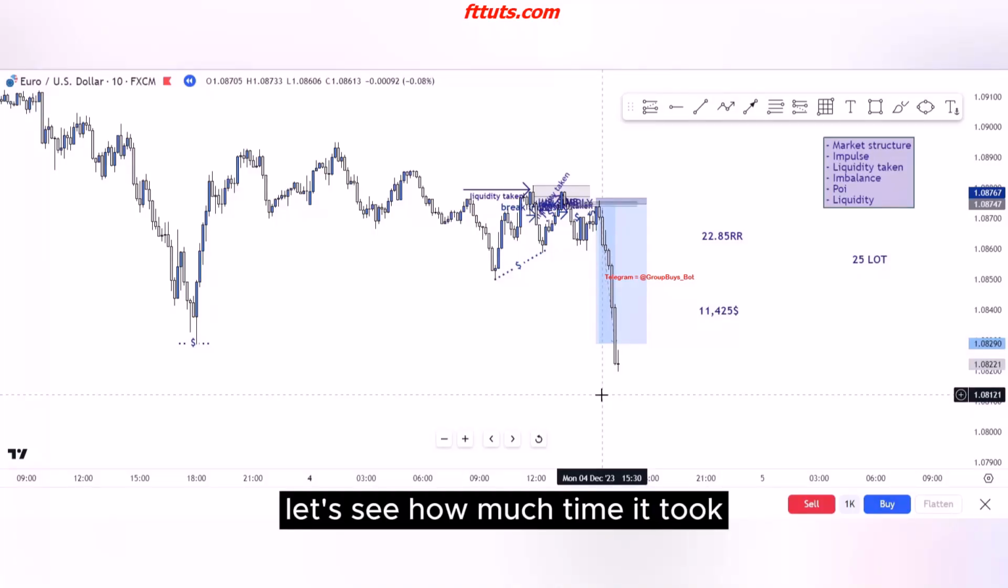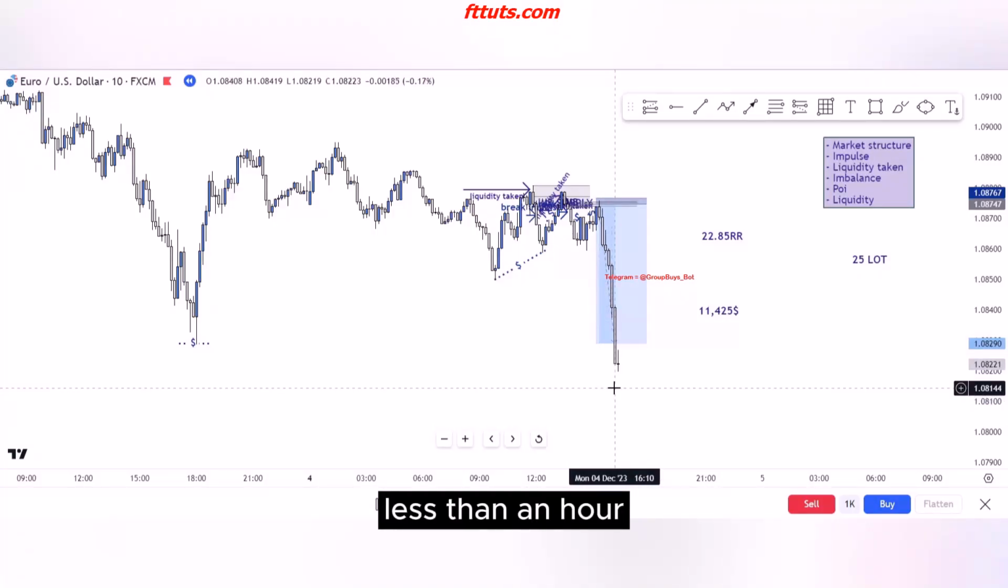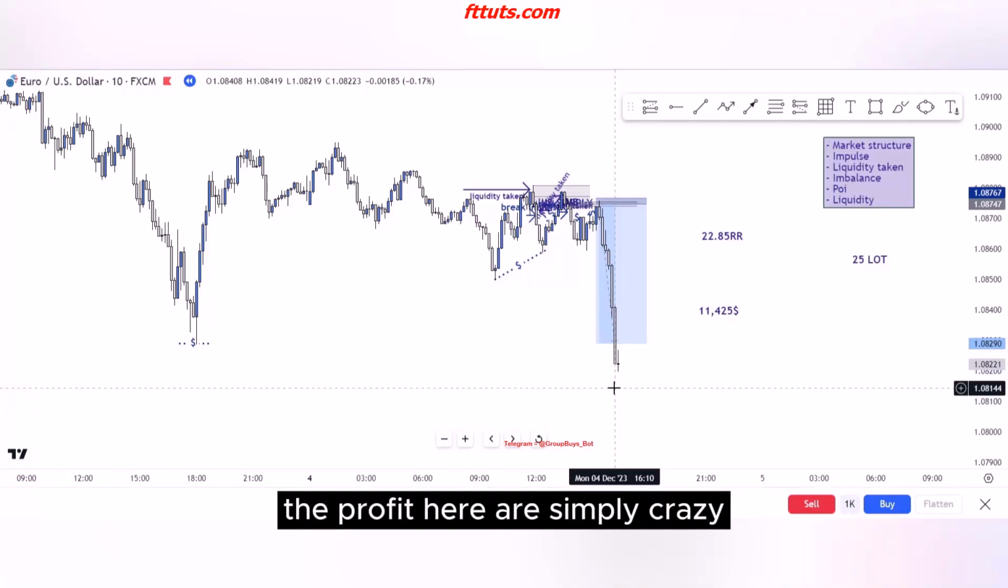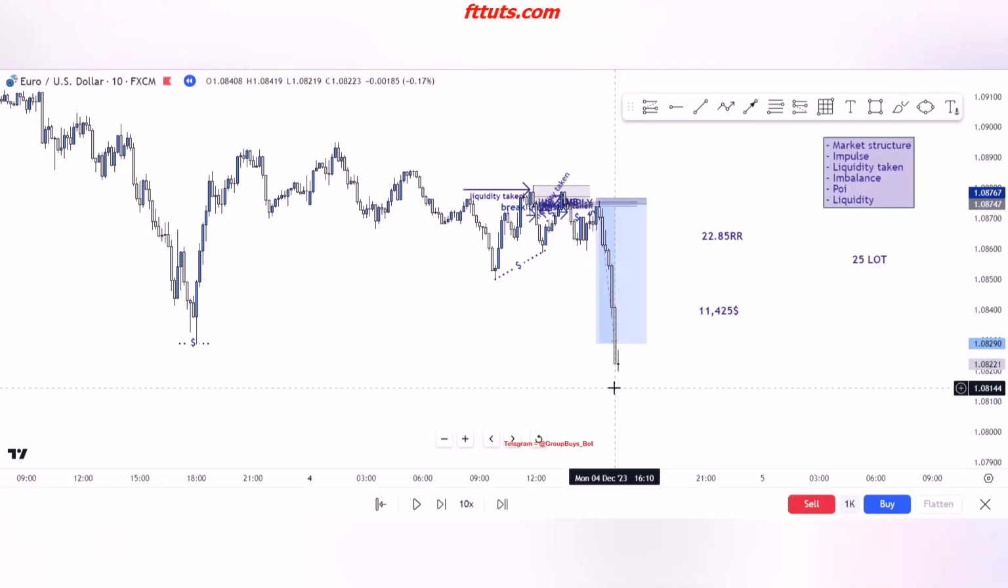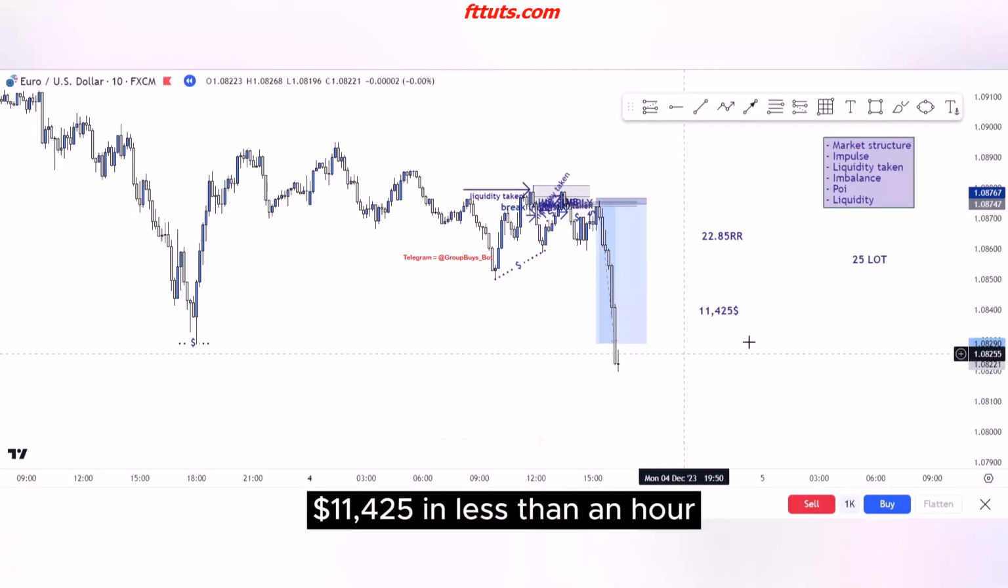Let's see how much time it took. Less than an hour, 50 minutes to be precise. Do you see the profits here? Much better than just fair. The profits here are simply crazy. $11,425 in less than an hour.